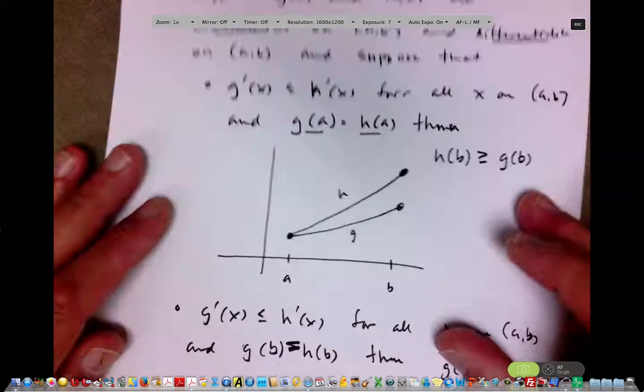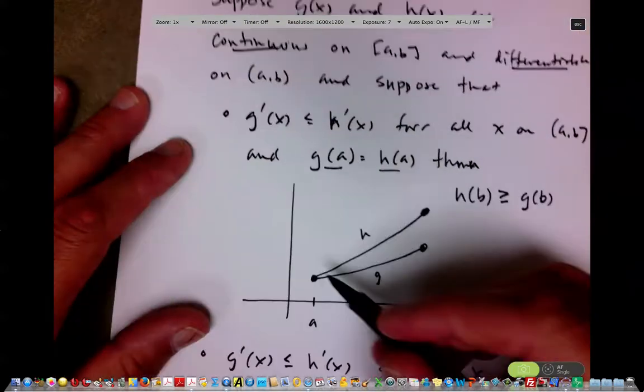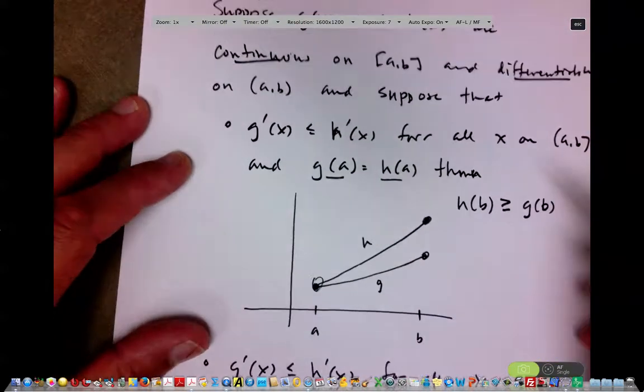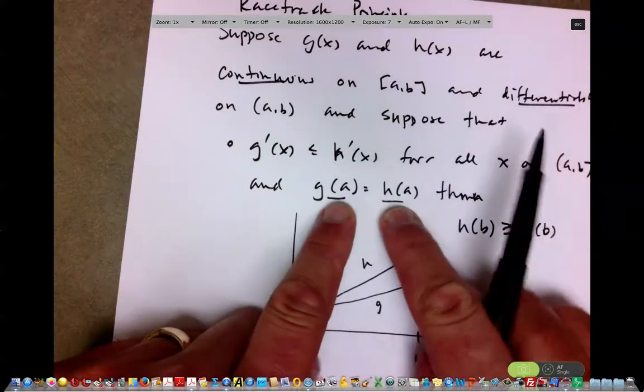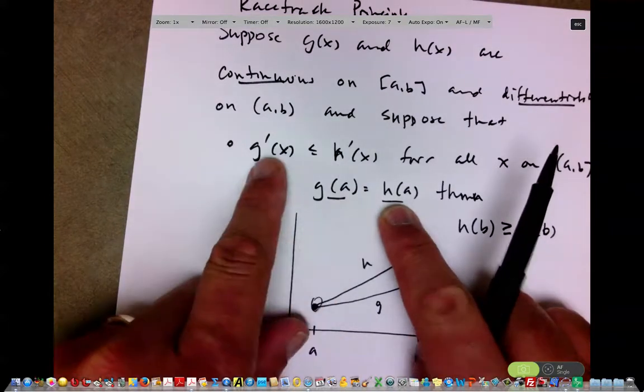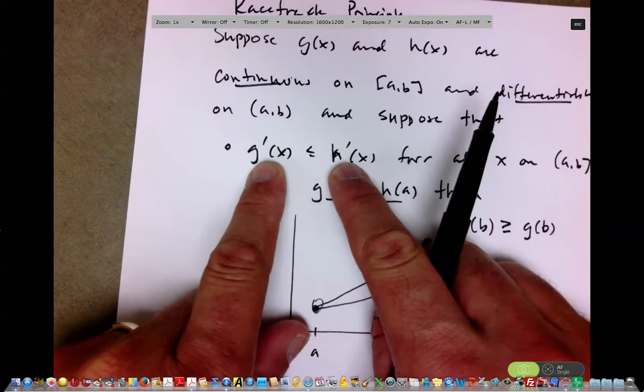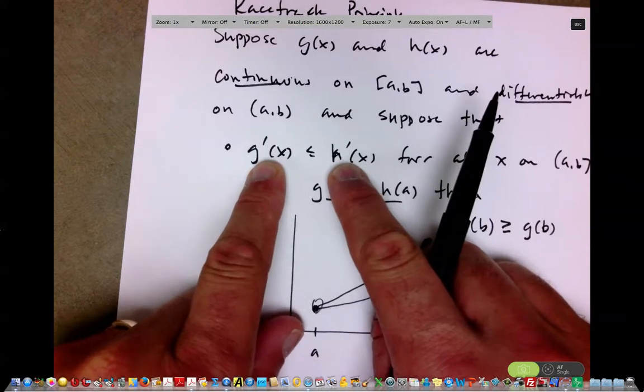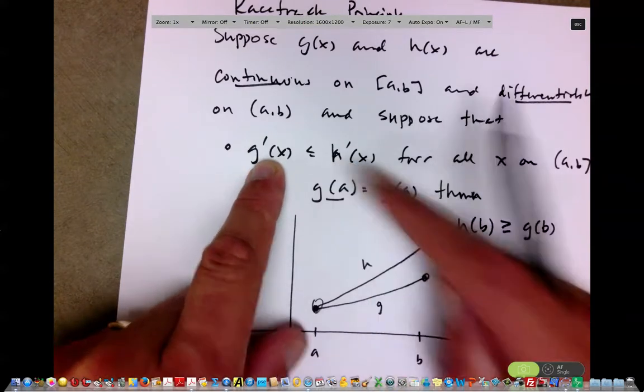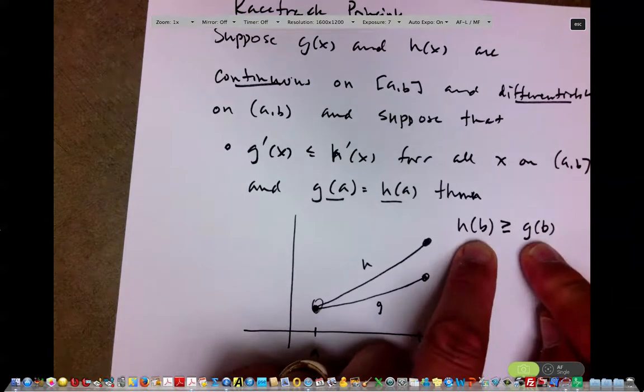Okay, the racetrack principle, here's the idea. If we say these are two horses, they start at the same place, and horse H is faster than horse G throughout the entire race, who's going to win? Okay, horse H is going to win.